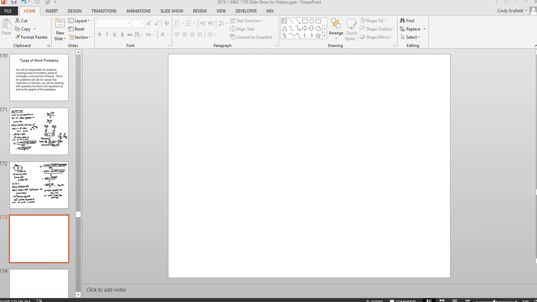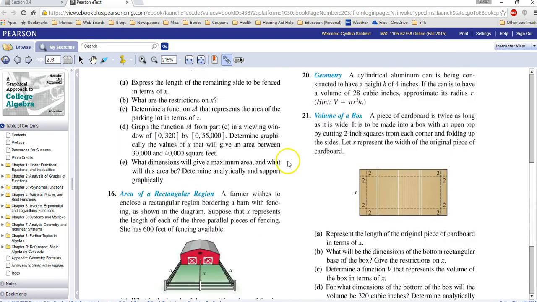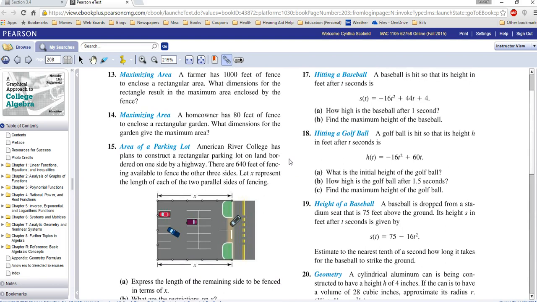Let me go to the book first. Next problem we're going to do together is number 18. Hitting a golf ball. A golf ball is hit so that its height h in feet after t seconds is h of t equals negative 16t squared plus 60t. What is the initial height of the golf ball? How high is the golf ball after 1.5 seconds? And find the maximum height of the golf ball.